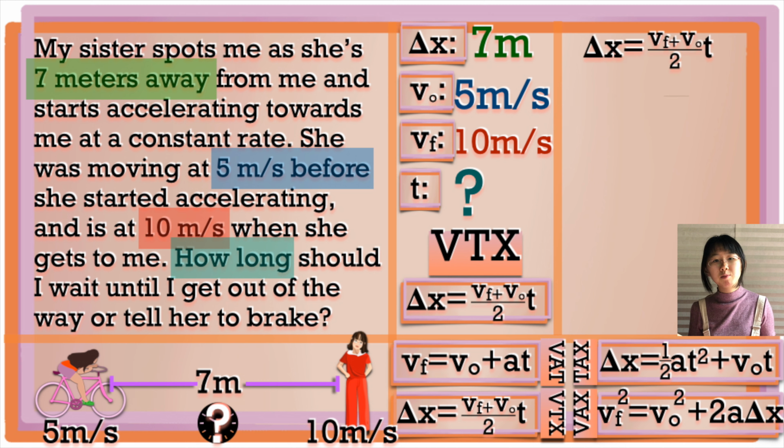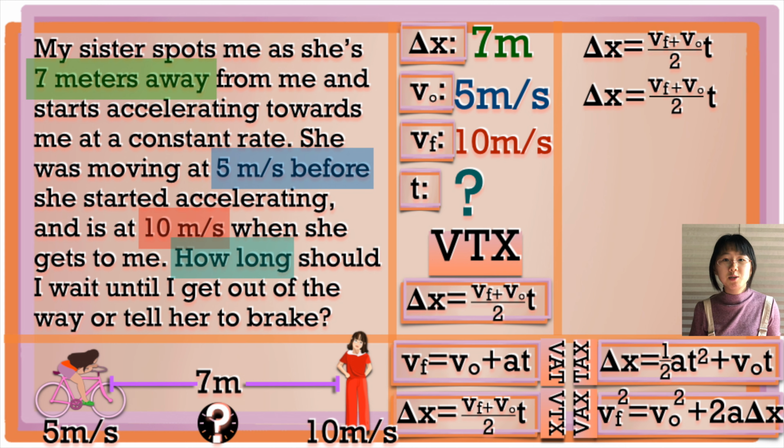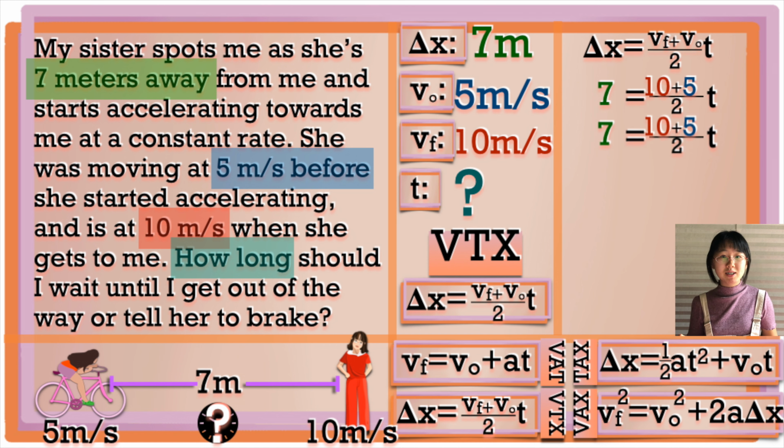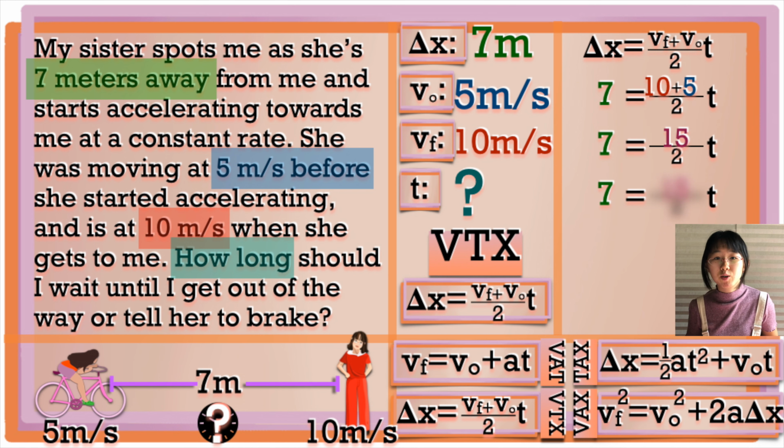So once we know that, we can substitute the values that we know in our equation. So that's 7 meters, 5 meters per second, and 10 meters per second. Now all we have to do is solve for our last variable, which is time. 5 plus 10 is 15, divided by 2 is 7.5 meters per second.